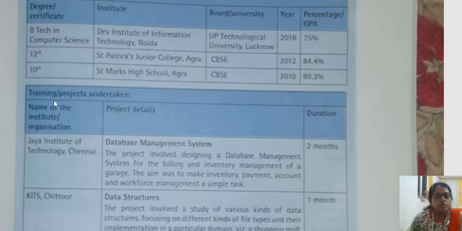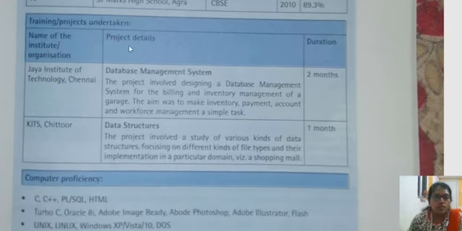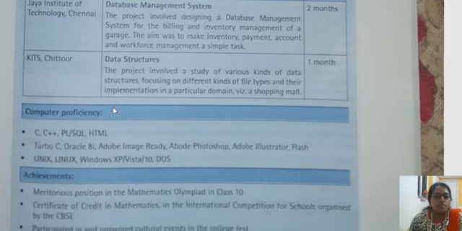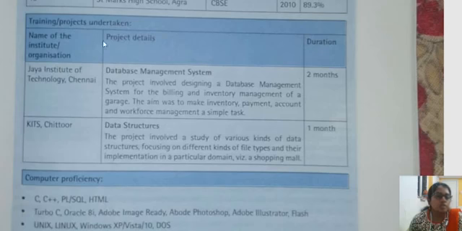Next comes your training or projects undertaken, because you have no other assets there. In the 4th or final year, you will be given projects, right? Projects like mini and major projects. You can mention the project details here, the name of the institution, the project details and the duration, how many months you have done it. You can also mention internship programs here: the name of the projects or internship programs you have undergone, how many months, and which company you enrolled in. Everything you can mention here under training or projects undertaken.